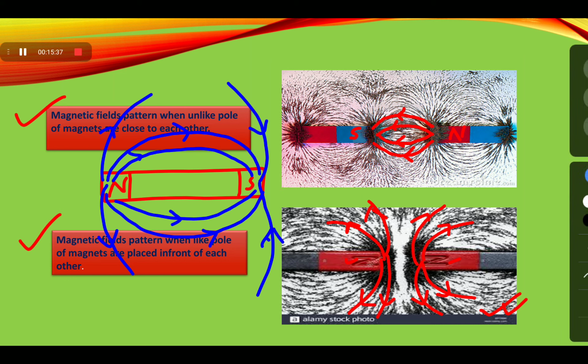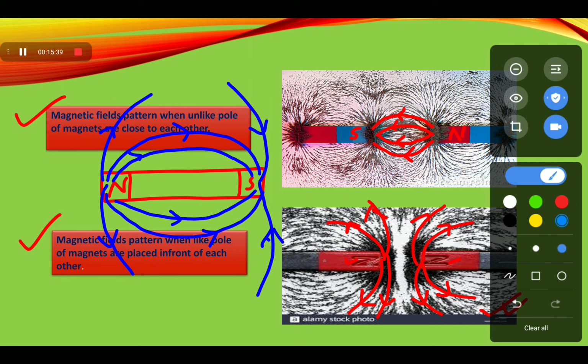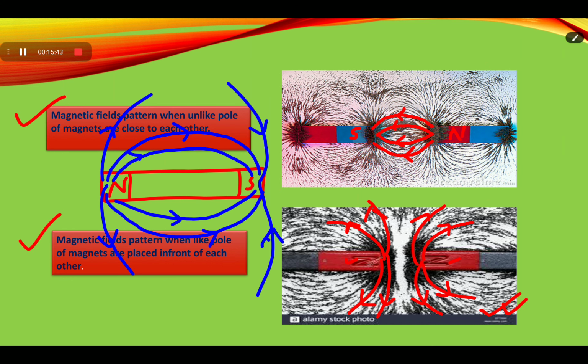But if we draw the magnetic field line inside the bar magnet, then its direction is always from South Pole to the North Pole. Like this. So, you have to remember all these things.